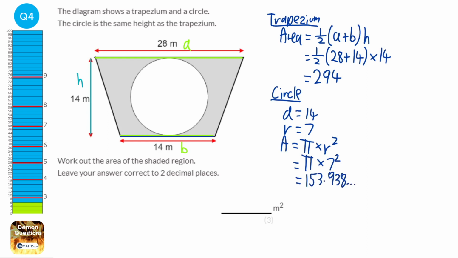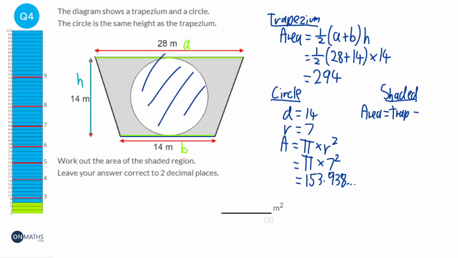153.938 and so on. Now keep that in my calculator, because next thing we'll do is the shaded area part, and it says we want to work out the area of the shaded region. So the area will be the total area, which will be the trapezium, take away the area that we don't want, which is this bit here, which will be the circle.